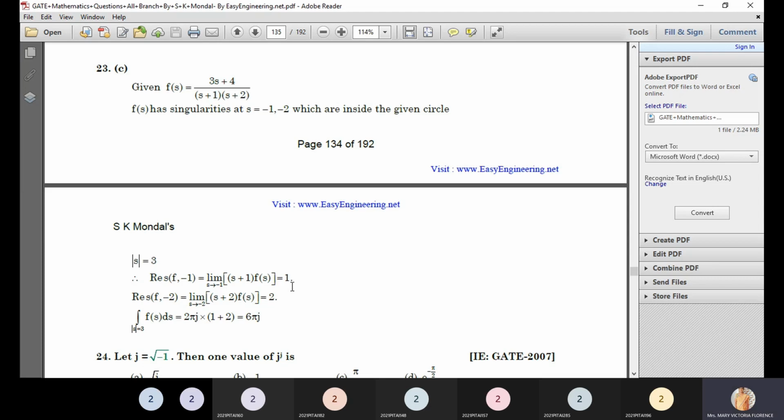Now 2 pi i into the sum of residues. What is the sum of the residues? First one is 1 and second one is 2. So 2 pi i into 3. So 6 pi i.